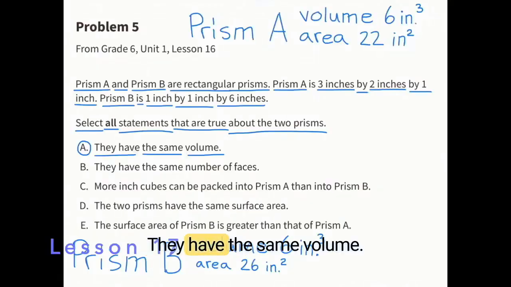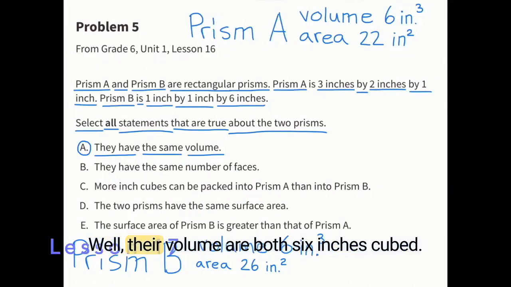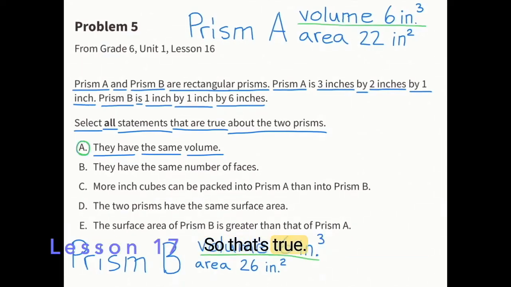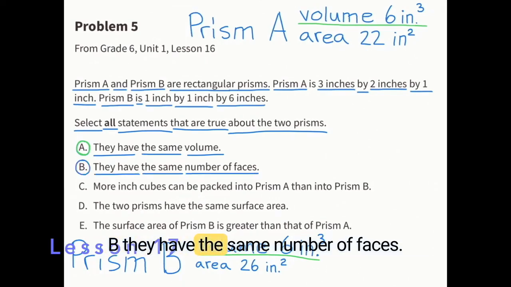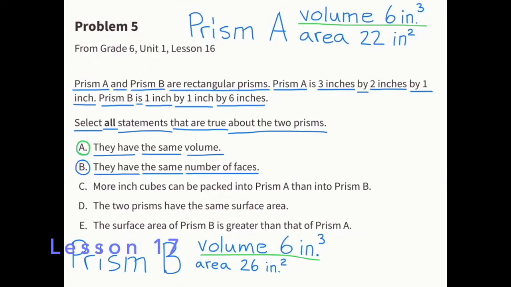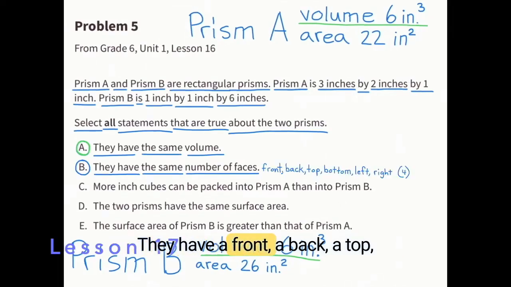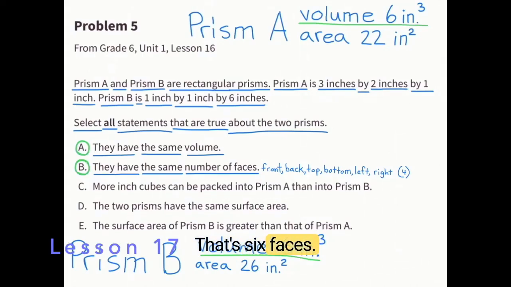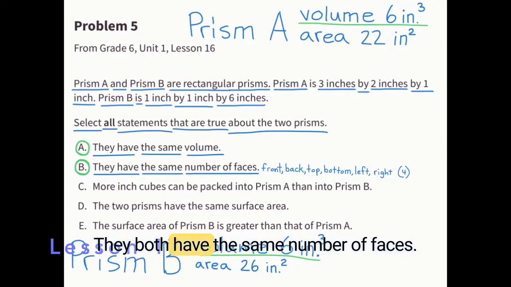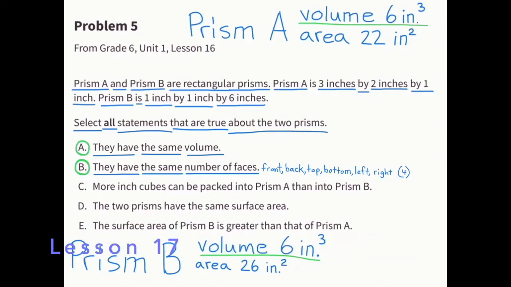A. They have the same volume. Well, their volumes are both 6 inches cubed, so that's true. They have the same volume. B. They have the same number of faces. They have a front, a back, a top, a bottom, a left, and a right. That's 6 faces. So that's true. They both have the same number of faces.